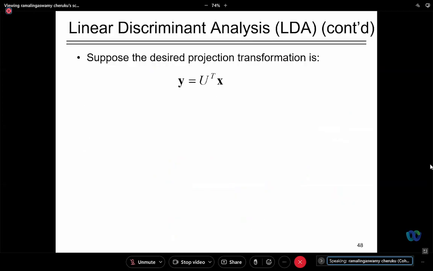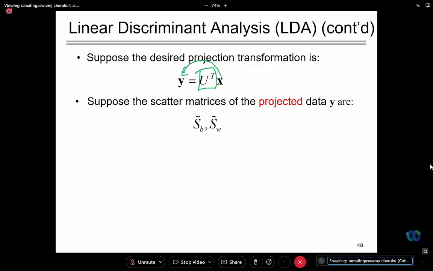Suppose the desired projection transformation means we want to transform x to y, and for that you have to multiply x with U transpose. Instead of T, we are calling it U transpose. What is this U transpose? You have to multiply it with x so that you will transform it to y.